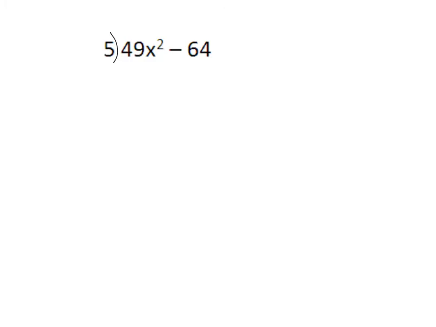First question, what do they have in common? What can I take out? There is nothing I can take out here. But when I look, this is my A and this is my C. Again, A is the number with the x squared. C is the number that's by itself. So this would be a special case.